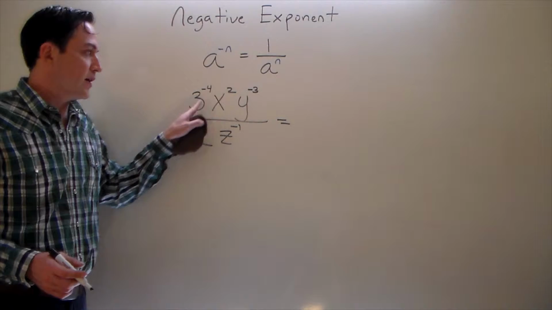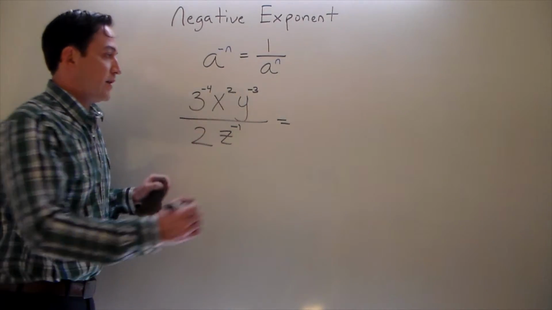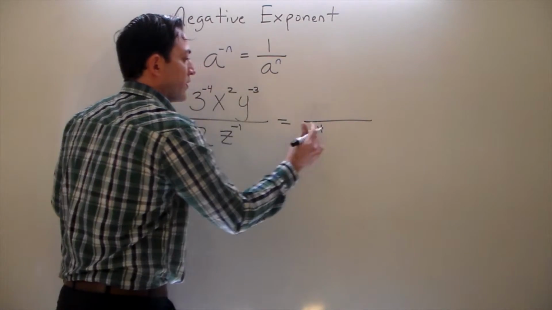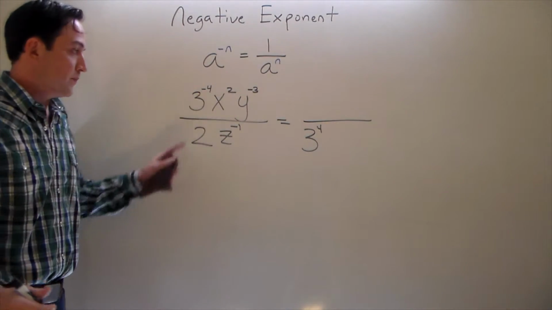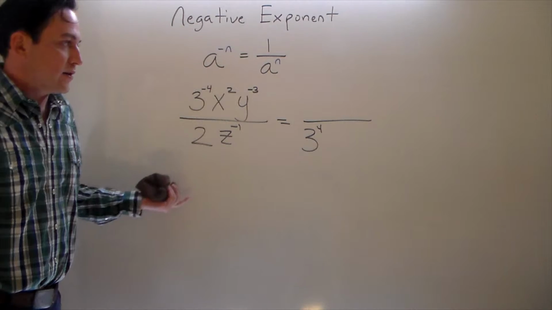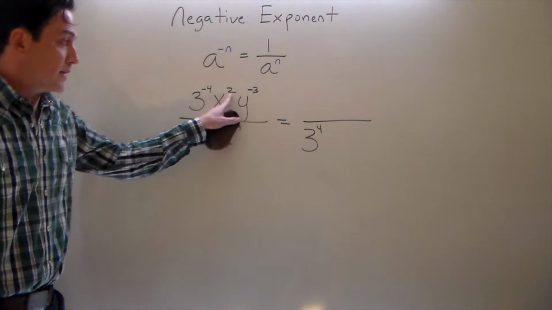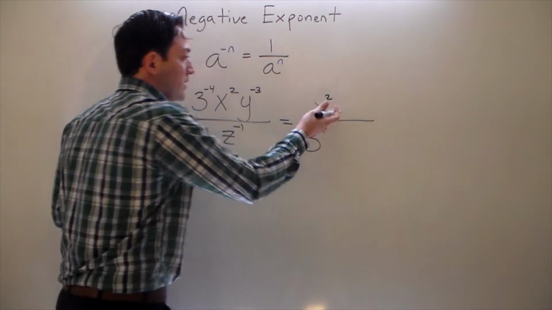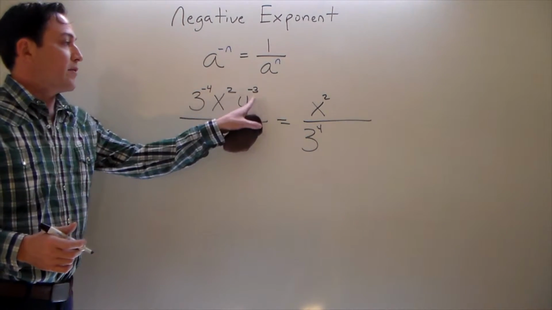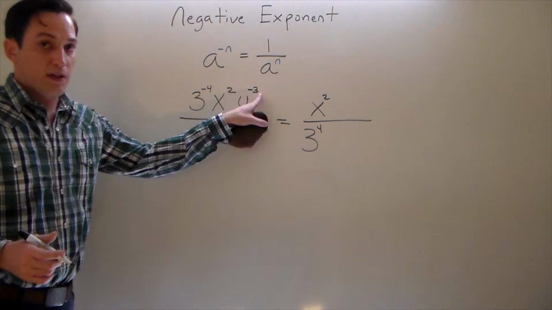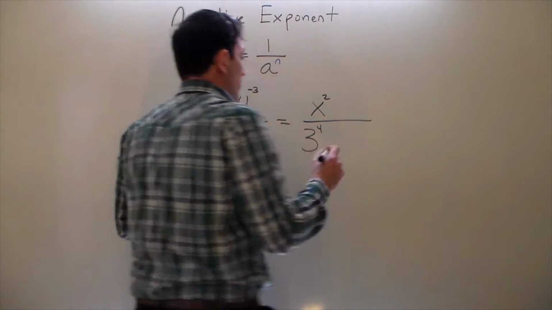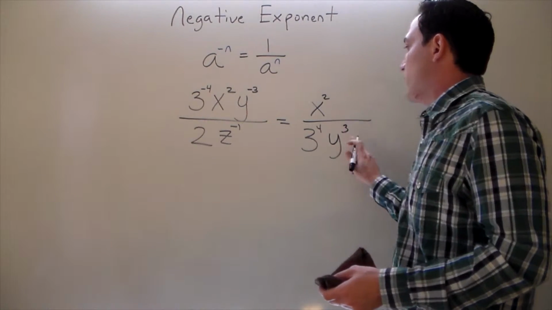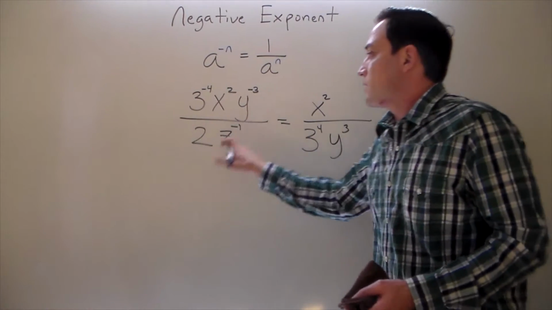So right here, I have 3. Does it have a negative? Yes. So I can just move it into the denominator. So I just say 3 to the 4th. The negative went away when I moved it. So right here, I have x squared. It's not going anywhere. It's got a positive, so I can't move it anywhere. And we just want all positive exponents, so it stays right there. So right here, we have y raised to the negative third power. So we need to move that down to the bottom to get rid of the negative. It went away.